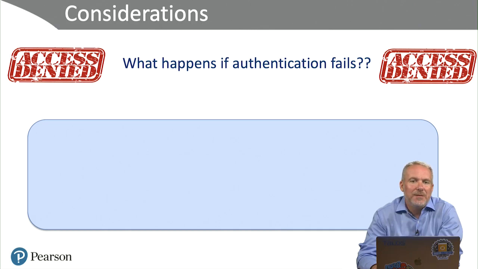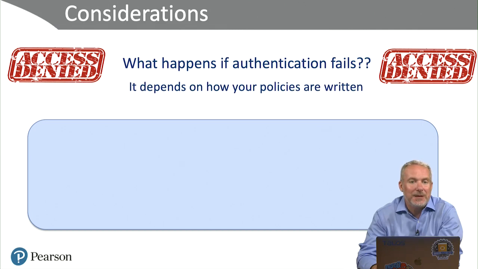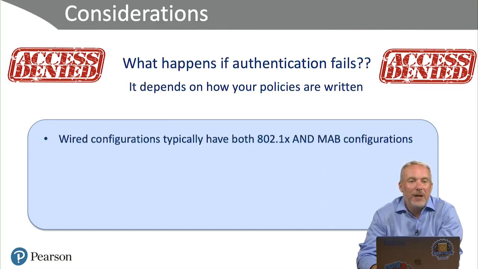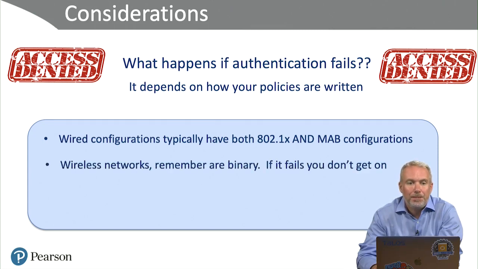So what happens if authentication fails? A lot of people assume that fail means fail and I get no access. Well, it really depends on how your policies are written. Wired configurations typically have both an 802.1X and a MAB configuration. So if one fails, the other one will take over and pick up. Wireless networks are binary, meaning I only have one type of authentication, and if I pass, I get on. If I don't, I don't. So there really is no concept from a wireless perspective of let me try 802.1X first, and then if that fails, fail over to MAB.